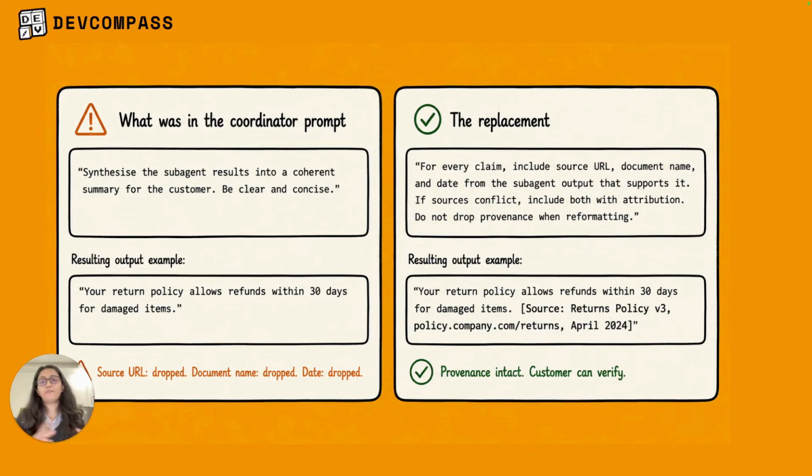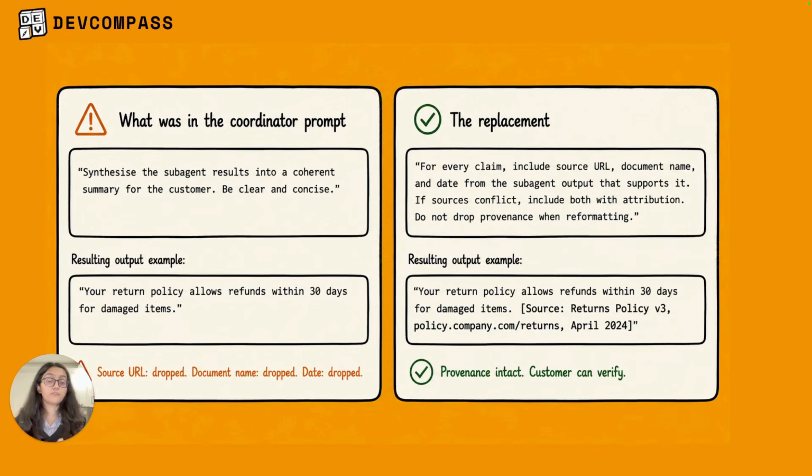Now the fixed instruction. Same intent, 3 additions. For every claim in your synthesis, include the source URL, document name and date from the sub-agent output that supports it. If 2 sub-agents report conflicting information on the same point, include both claims with their respective sources rather than choosing one on your own. Do not drop provenance fields when reformatting or summarizing. 3 additions, all explicit. The third one: do not drop provenance fields when reformatting.